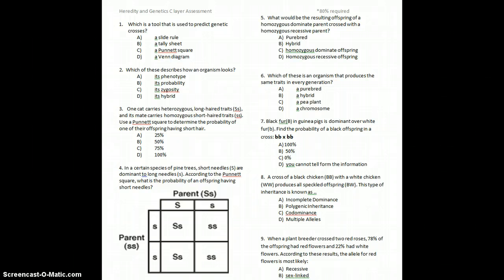Number 2. Which of these describes how an organism looks? A. Its phenotype. B. Its probability. C. Its zygosity. Or D. Its hybrid.